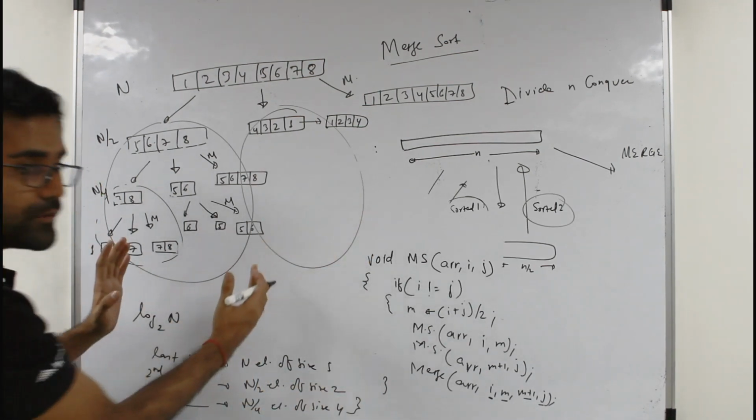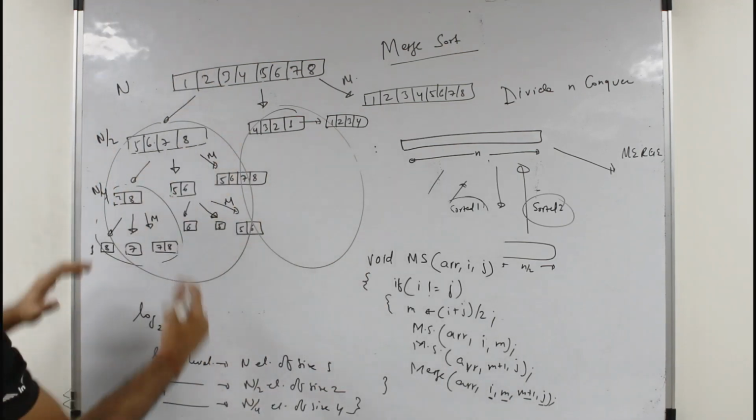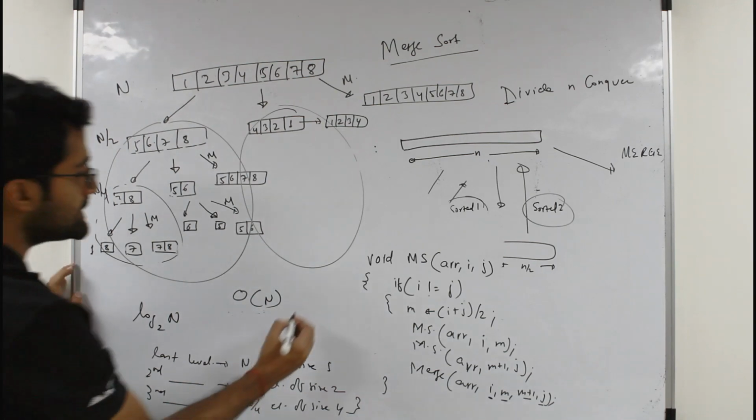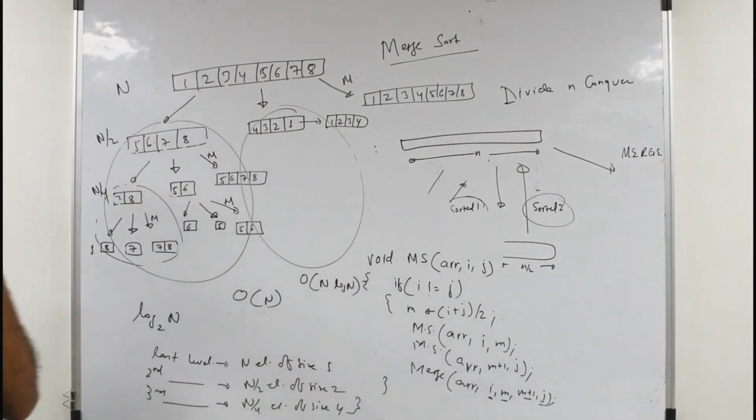So how many merges would happen? The number of merges would be equal to the number of elements. So in each level, order n merge operations are happening, and since there are log n such levels, overall the time complexity would be order n log n.